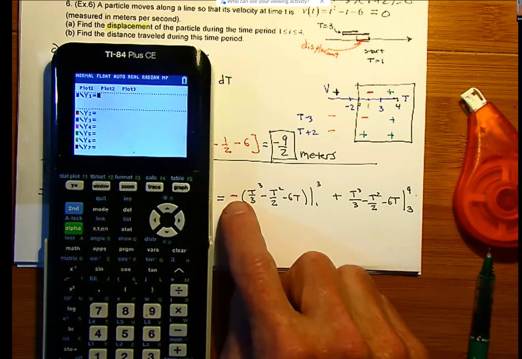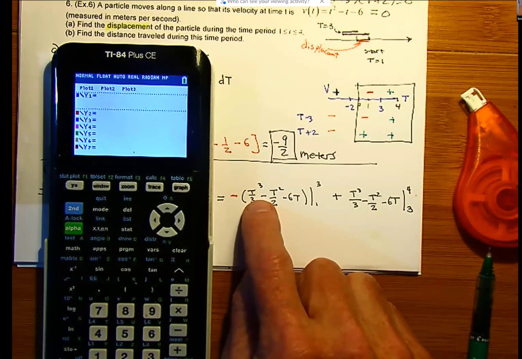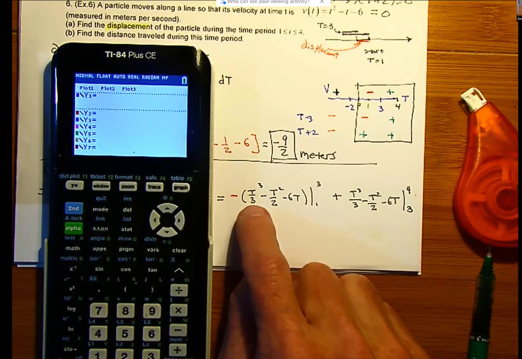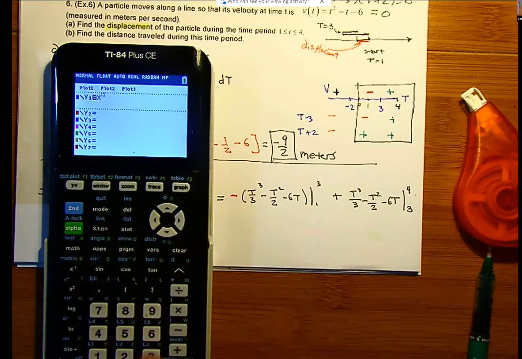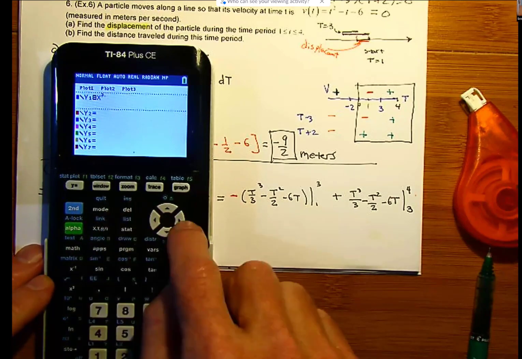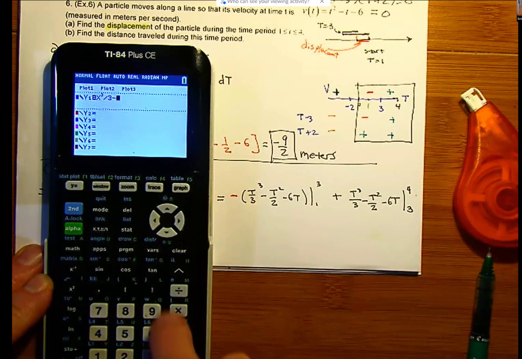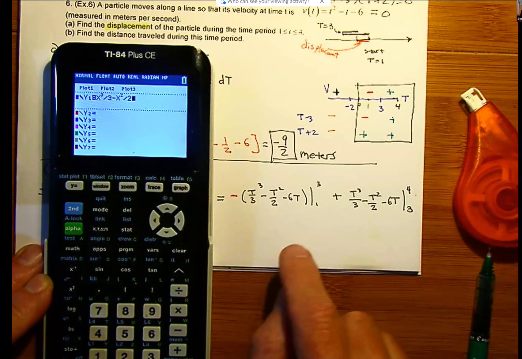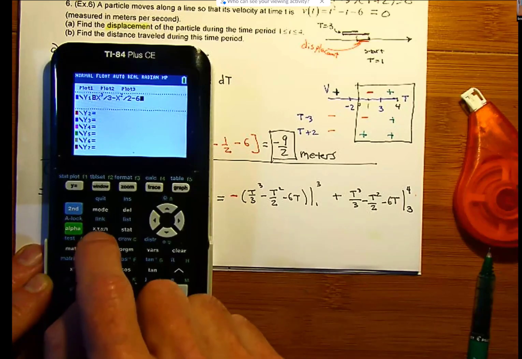Remember, this is negative, but this part and that part are the same. I'm going to put this formula in the calculator. And I can't use t's, though. I have to use x's, so I'm going to do x raised to the third divided by 3. Then I have minus x squared divided by 2. And then I have minus 6x.